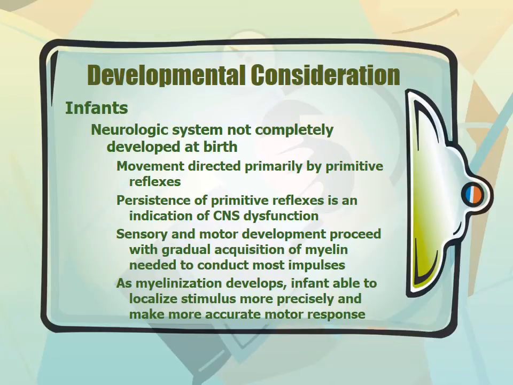All right, sensory and motor development are going to proceed with gradual acquisition of myelin that is needed to conduct most impulses. So it's myelin they're really lacking at the time that they're born. So as their bodies develop more myelin that covers these nerve endings, their sensory and their motor development will actually become more intact. As myelinization develops, the infant is going to be able to localize stimulus more precisely and to make more accurate motor responses, like being able to pick up things, being able to walk, all of those kind of things. Those are all associated with that myelin. All right.